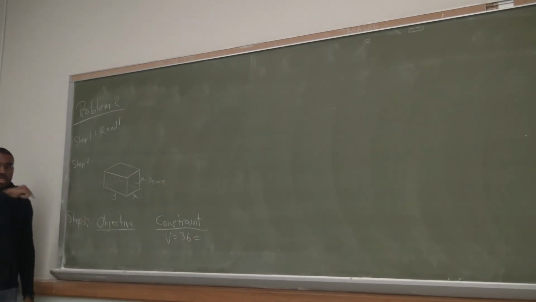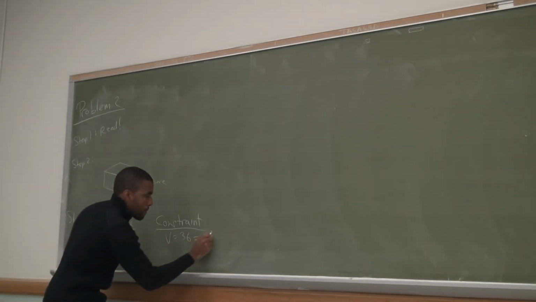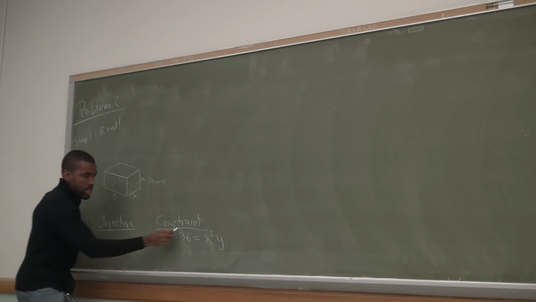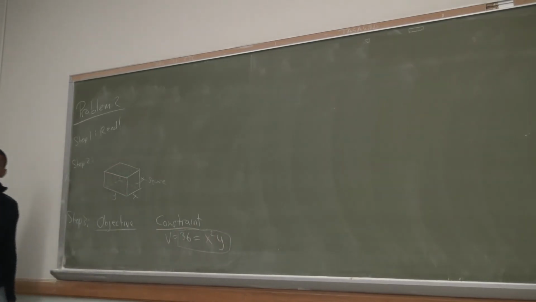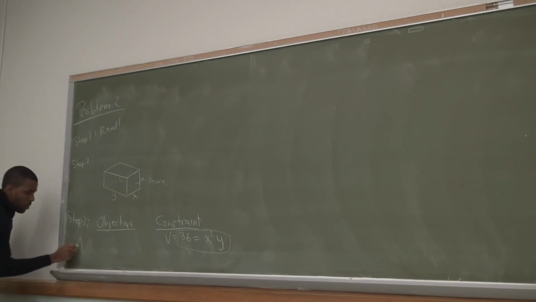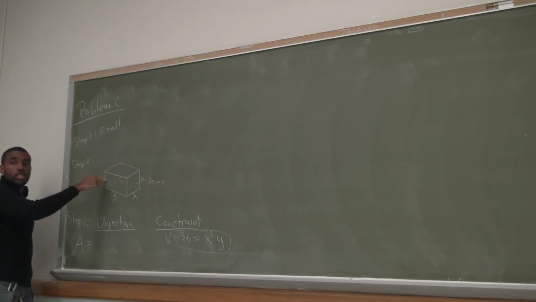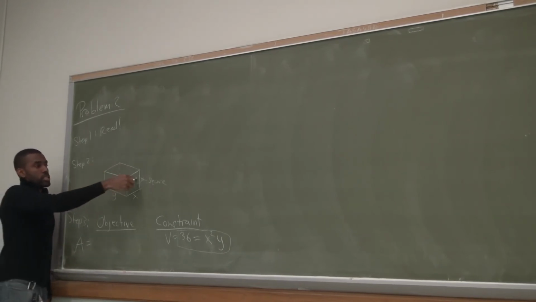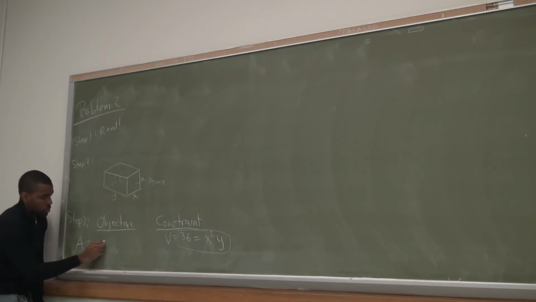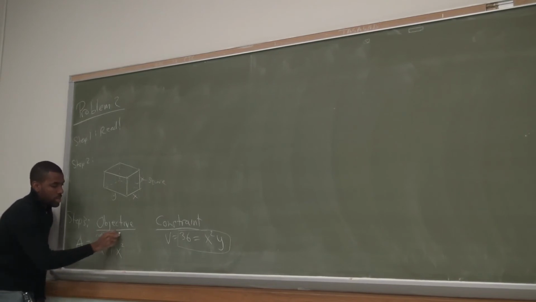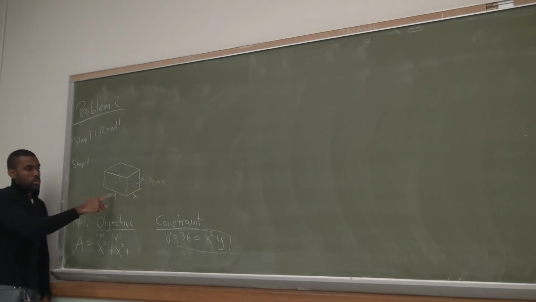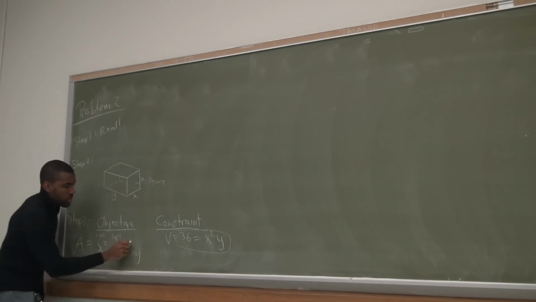But what is the volume of this box? x squared y. So this here is my constraint equation. What's my objective? What do I want to maximize or minimize? I want to minimize the surface area, right? The surface area is just the area of all the faces. So what's the area of the right side? x squared. This is the area of the right side. Plus x squared for the left side. And three more rectangles: plus xy, this is for the bottom.